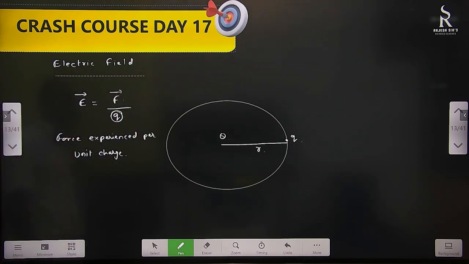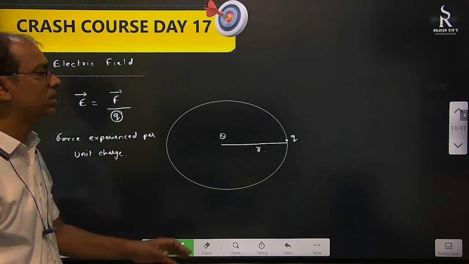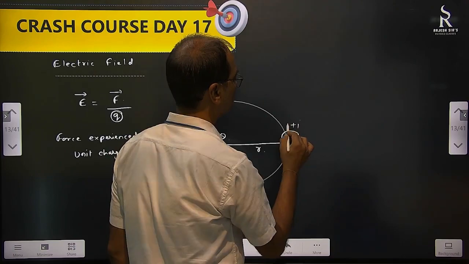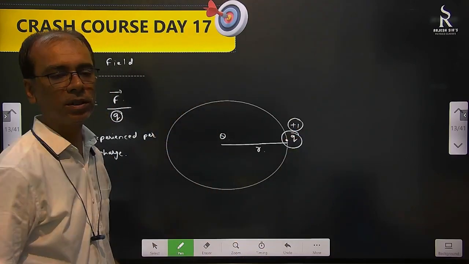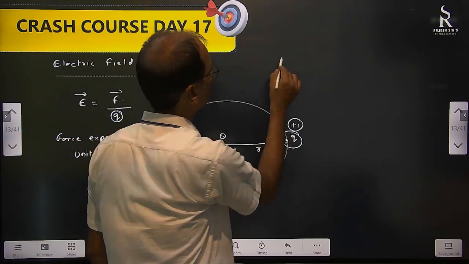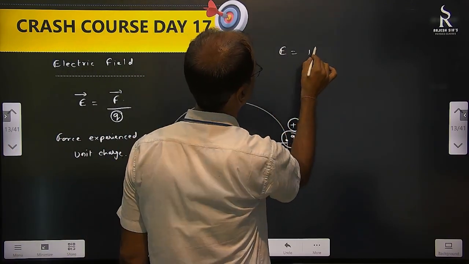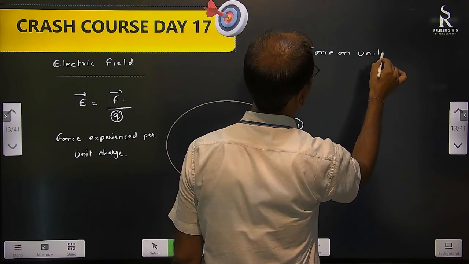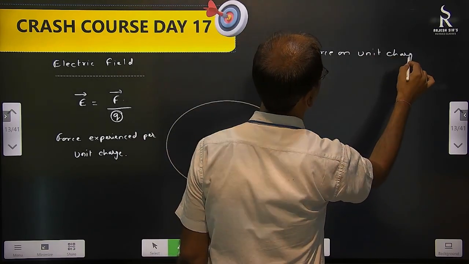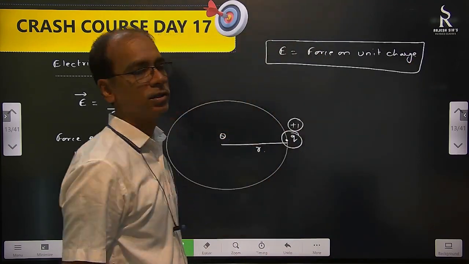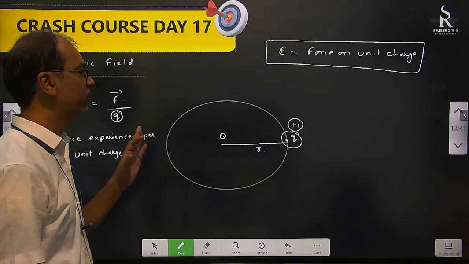How do we calculate it normally? Normally we say that we are not bringing q charge, we are bringing positive 1 charge, a unit charge. Whatever is the force on plus 1 charge, that is the electric field. So electric field is force on unit charge. This is how we calculate our electric field intensity, equal to F by q.